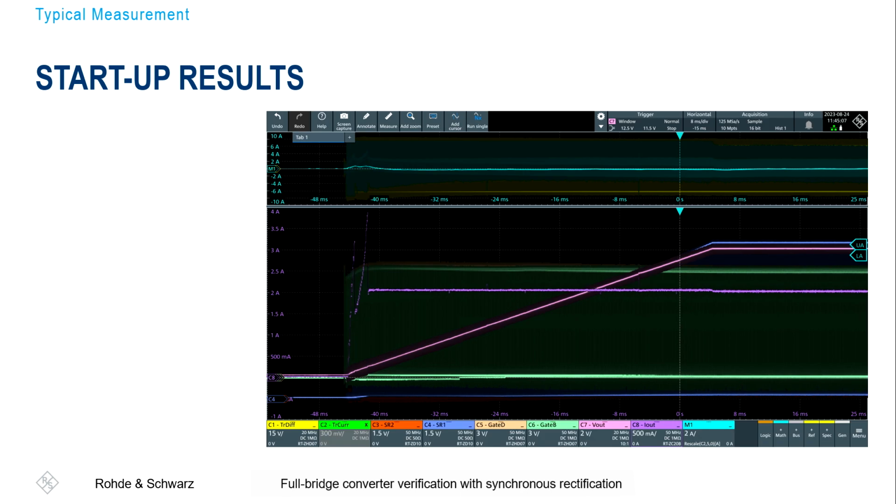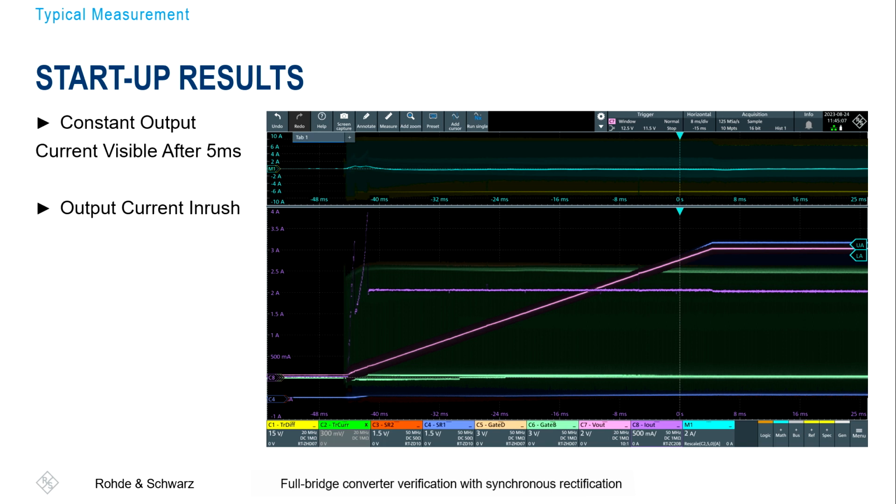So let's have a look at the results here. Again, the top window is voltage and current on the transformer primary winding. And at the bottom, we can identify in addition the output voltage, which is really increasing nicely, smoothly, and then enters the steady state. The problem here is basically that in the first millisecond, we have this high current, which is the dark purple waveform.